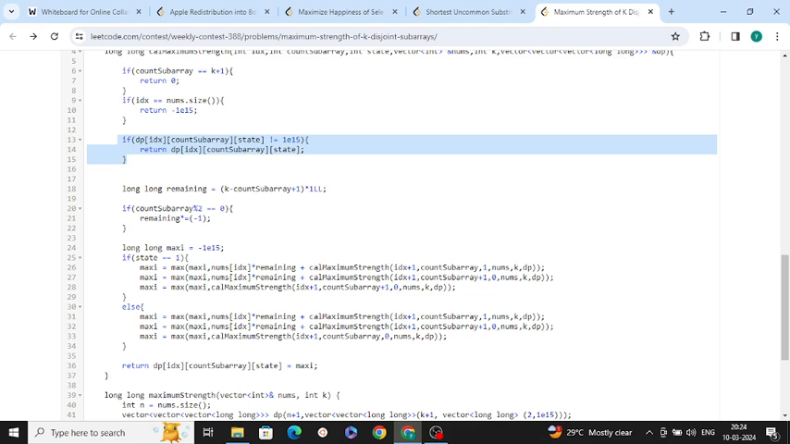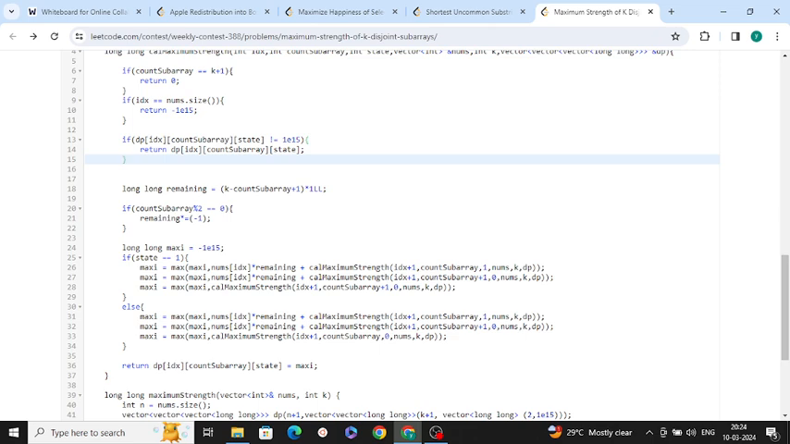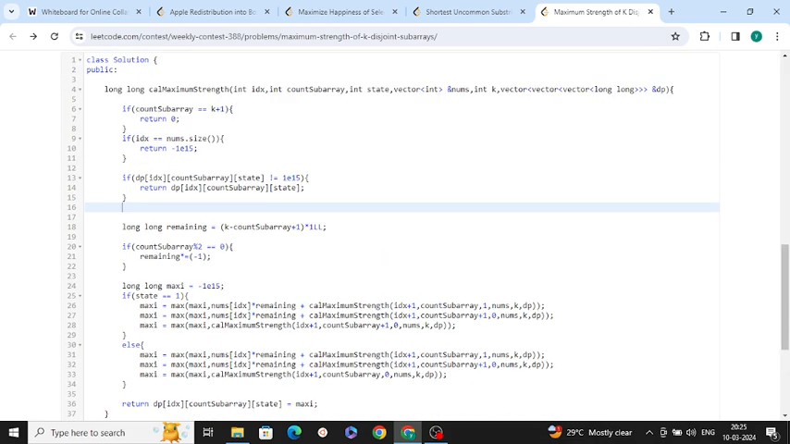And this is the memoization condition. DP of idx, count subarray, state: if we have already covered that subproblem, we simply return it. So this is the memoization. Always trust DP, right? The main thing is that whenever you learn DP, always trust its conditions, because memoization will do the work for you. Everyone who has done dynamic programming will understand this.